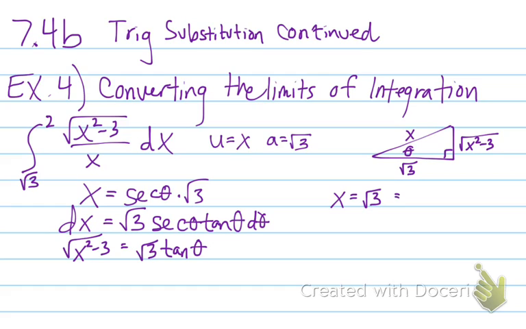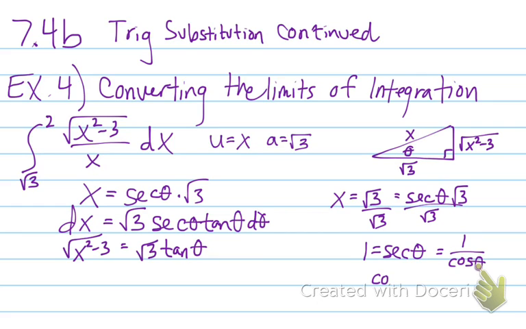I know that x is equal to secant theta times the square root of 3. If I want to solve for theta in this, I can divide both sides by the square root of 3. So I get that 1 equals secant theta. Secant theta is the same thing as 1 over cosine, so that's 1 over cosine of theta. If I solve for cosine by itself, I get cosine of theta equals 1 over 1, which is just 1. And I'm asking myself, where does cosine of theta equal 1? The answer is that cosine of theta equals 1 when theta equals 0 degrees, or 0 radians.